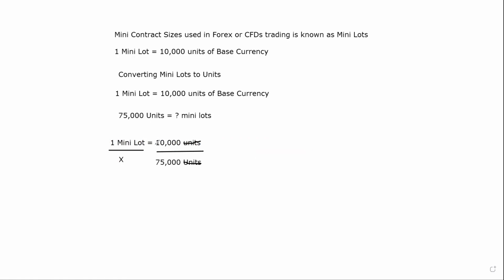Okay. Now we're going to perform cross multiplication. Now after performing cross multiplication, we know that 1 into 75,000 mini lots is equals to x into 10,000.